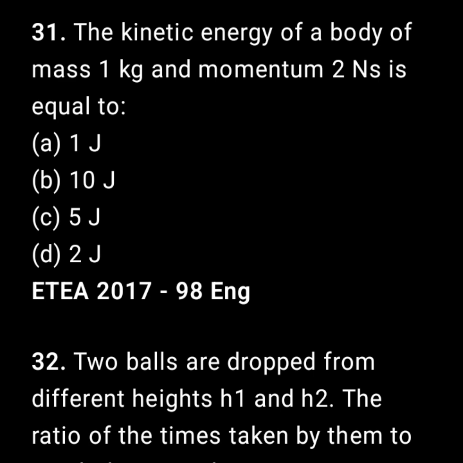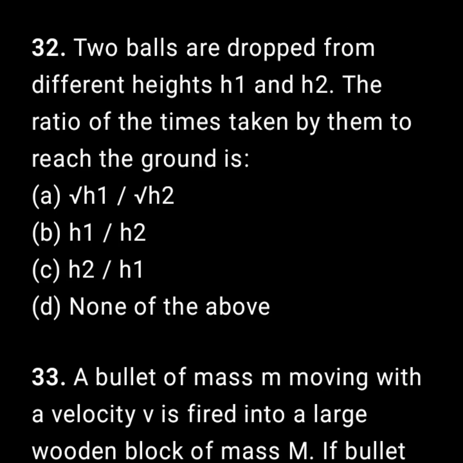ETA 2017-98 Eng. 32. Two balls are dropped from different heights h1 and h2. The ratio of the times taken by them to reach the ground is A. Square root h1 to square root h2. B. h1 per h2. C. h2 per h1. D. None of the above.